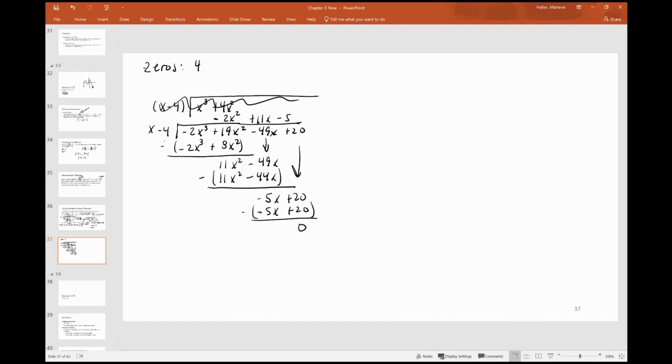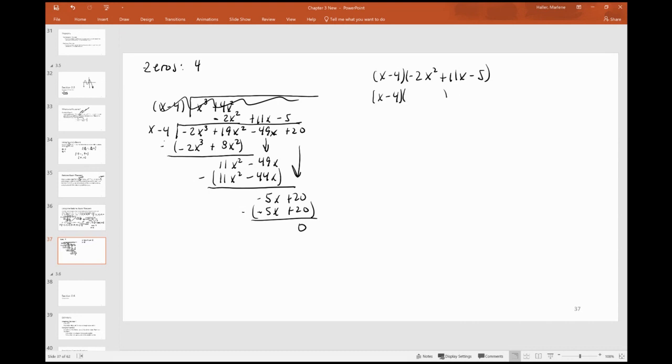All right, so now we could write our function in factored form. We have x minus 4 times what's left: negative 2x squared plus 11x minus 5. Usually when we get down to a quadratic, we like to see if it'll factor or to use the quadratic formula. This one does factor, or I could use the quadratic formula to find the remaining zeros.